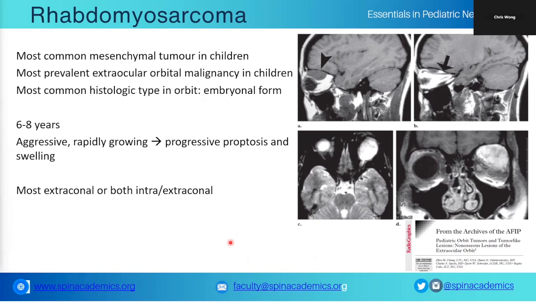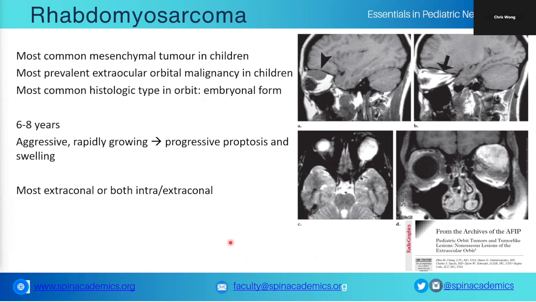It is the most common mesenchymal tumor in children, the most prevalent extraocular orbital malignancy in children, and the most common histologic subtype in the orbit is the embryonal form. The mean age of presentation is around 6 years, and for tumor behavior, it is a very aggressive lesion, rapidly growing, and the patient usually presents with progressive proptosis and swelling.